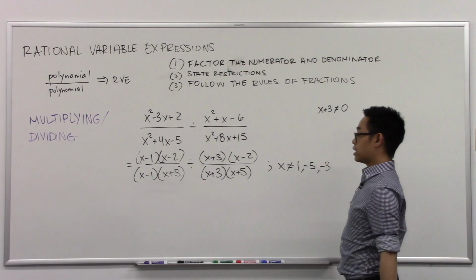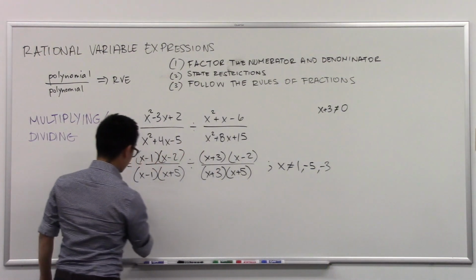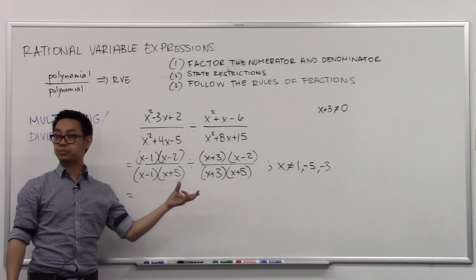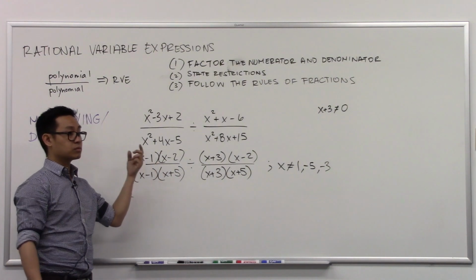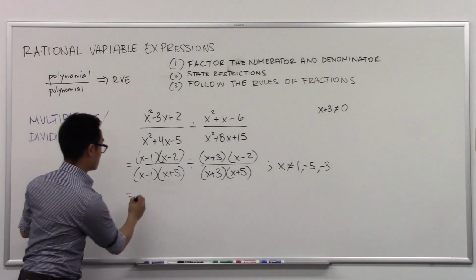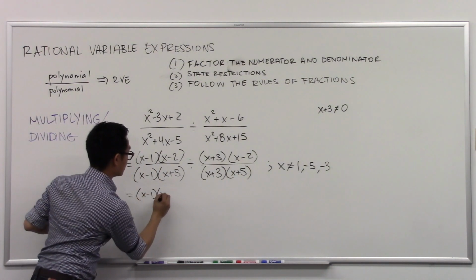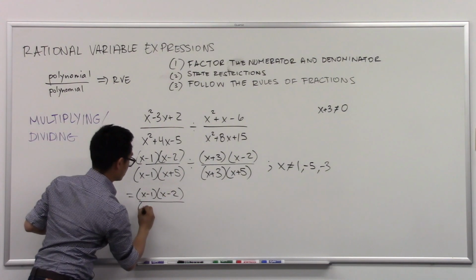Okay? Okay, the next step for dividing fractions is, yeah, you have to flip. So you get x minus 1, x minus 2, but you don't flip the first guy, you flip the second guy.